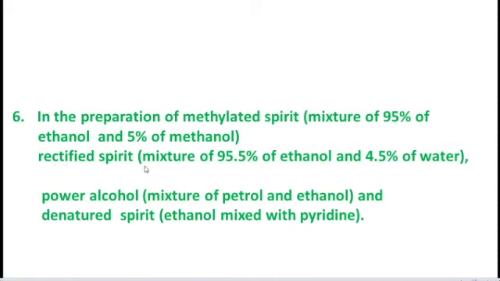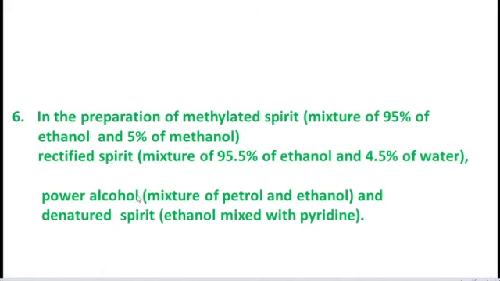Then rectified spirit. What is rectified spirit? A mixture of 95.5% of ethanol and 4.5% of water. This mixture is called rectified spirit.